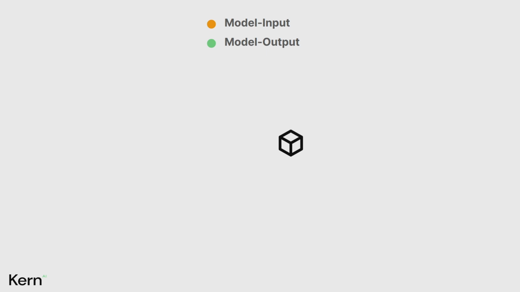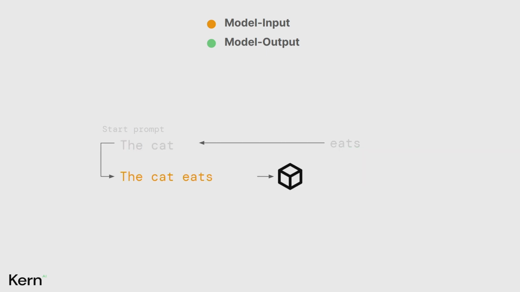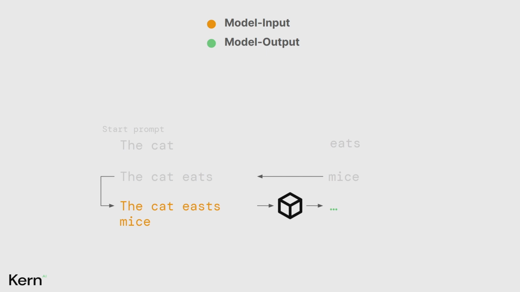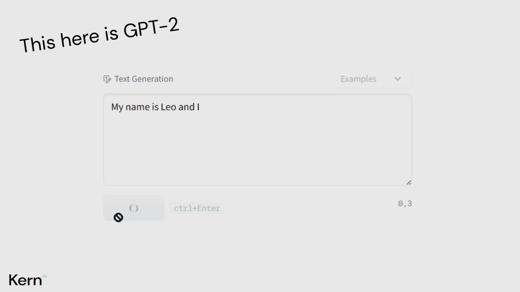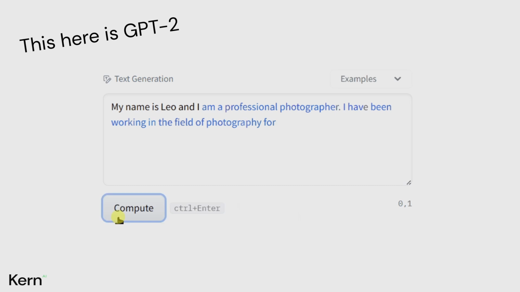So if we enter something like the cat as input, we probably get a word like eats as an output. In the next step, we enter the cat eats into the model again, whereupon we receive the output mice, and so on. Of course, this all happens automatically in the background. In this way, we can generate not only individual words, but also entire coherent texts.